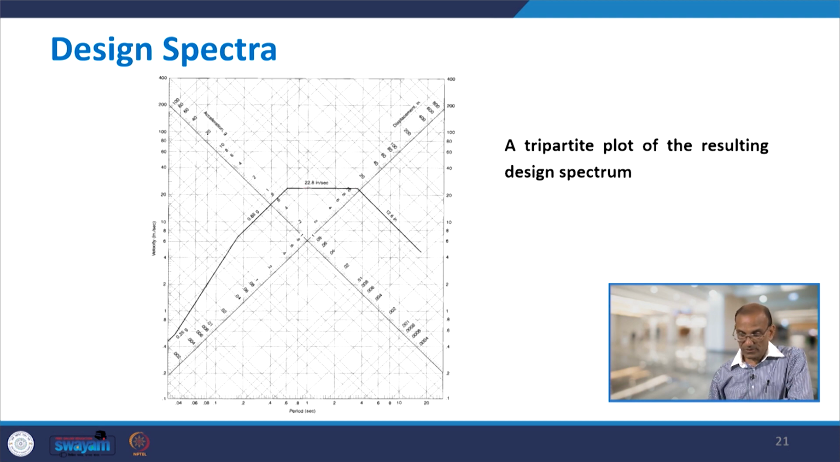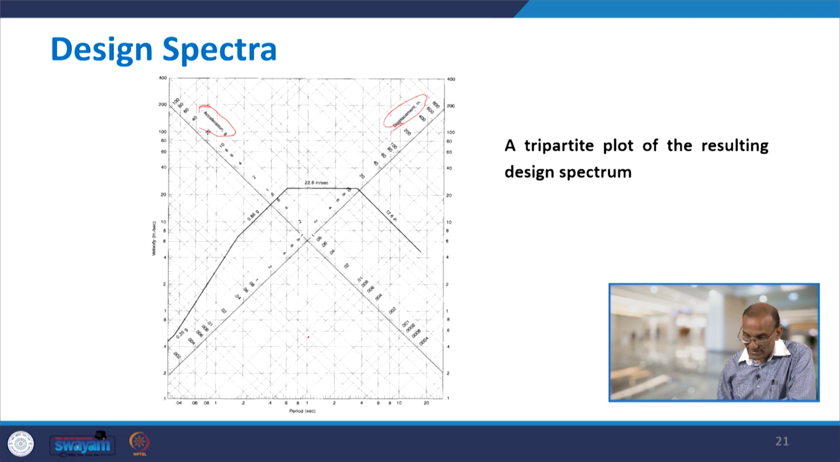If you want to calculate the acceleration for 1 second period, for the acceleration this axis which is at 45 degrees should be used. So, the axis for acceleration is this one, this is the axis which is for acceleration in g, while another axis at 45 degrees diagonally opposite is displacement in inches.